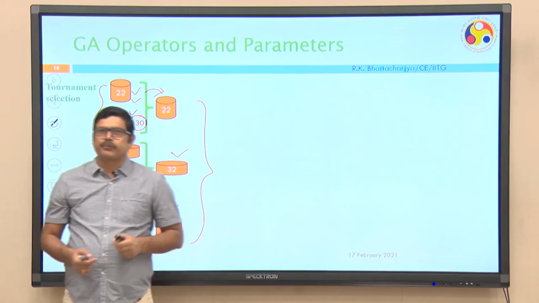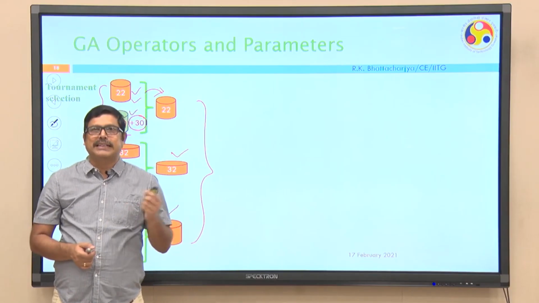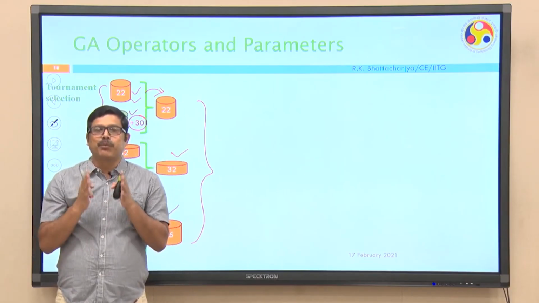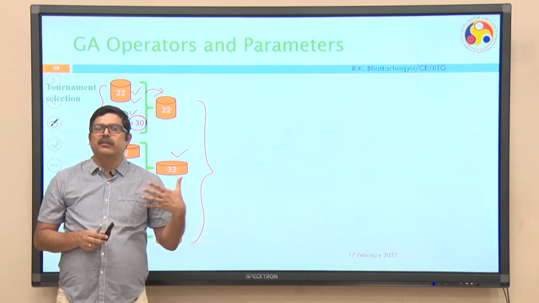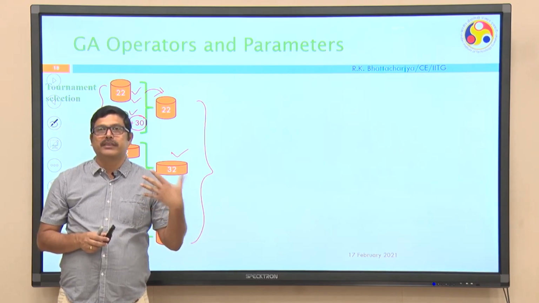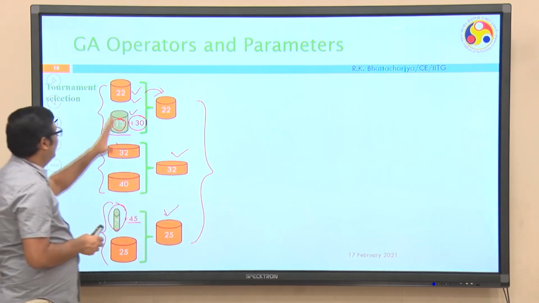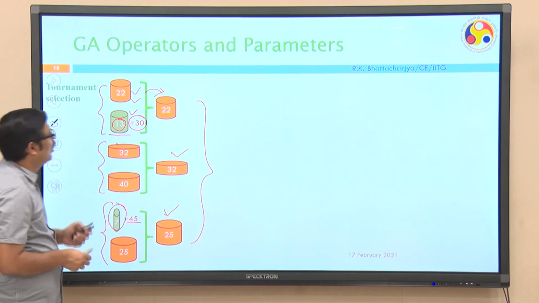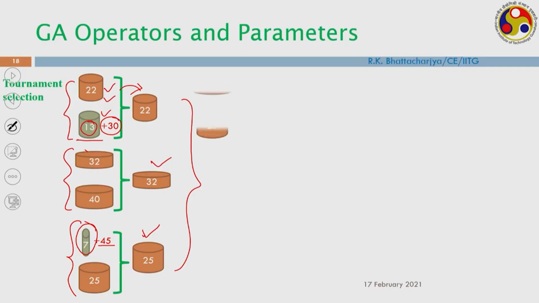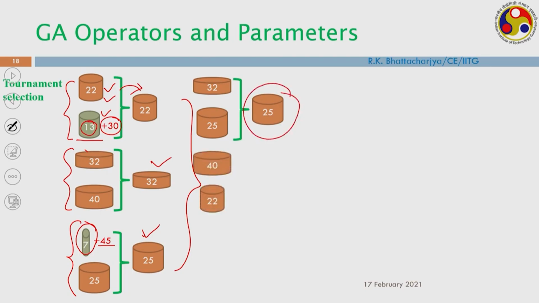Now, what is another purpose of the selection operator? As I said, the population size should be constant. That means I have 6 solutions, and after the tournament I should get 6 solutions again. But in the first set of tournaments, I am getting only 3 solutions. Therefore, what we have to do is play the tournament again. So, we will ask them to play the tournament again, and this time also I am selecting randomly. Now, what is happening? 32 is playing with 25, and 25 is the winner, and then 40 is playing with 22.